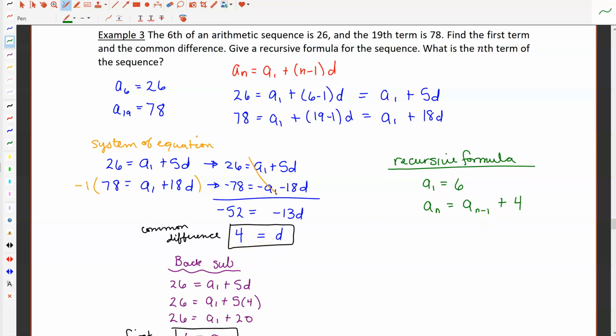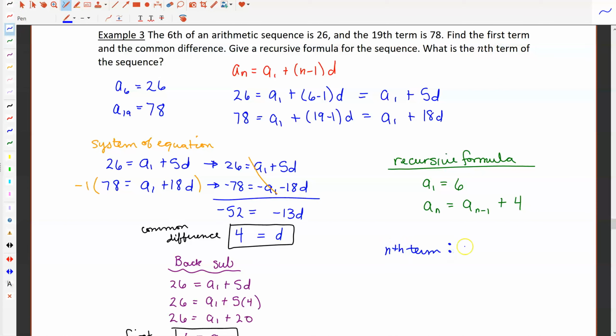And that's it, because that's by definition what an arithmetic sequence is. An arithmetic sequence has a starting point, your first term, then to get to every term after that, you add your common difference. All right, so there's my recursive formula, and then the last thing they asked me to do is find the nth term of the sequence.